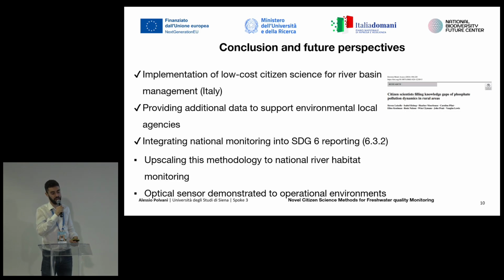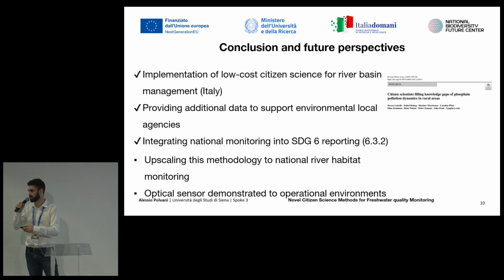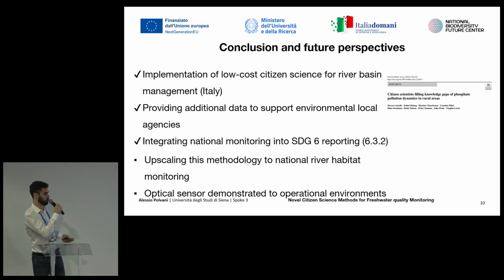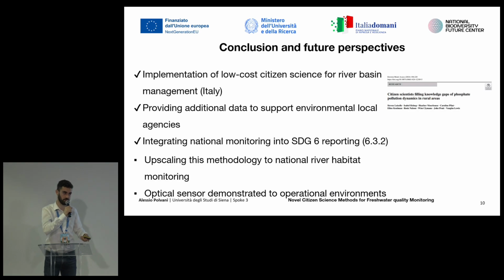We are also able to provide additional data to support environmental local agencies, and this is because with this methodology we are able also to monitor those streams which are secondary and which are not very monitored by the local agencies. And we are also integrating this national monitoring into the United Nations Sustainable Development Goals. Of course, 6.3.2 regards providing the proportion of good quality status for freshwater bodies all around the globe. And the future perspective of my work is to upscale this methodology to other contexts, hopefully in other national contexts, and to demonstrate our optical sensor on-field.